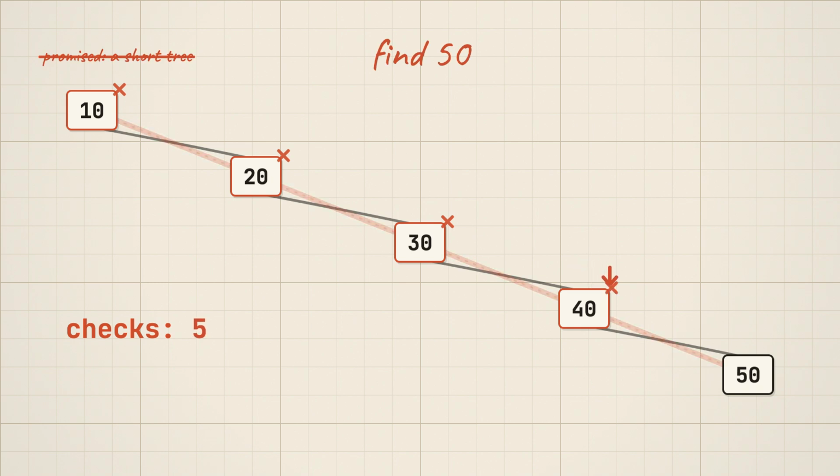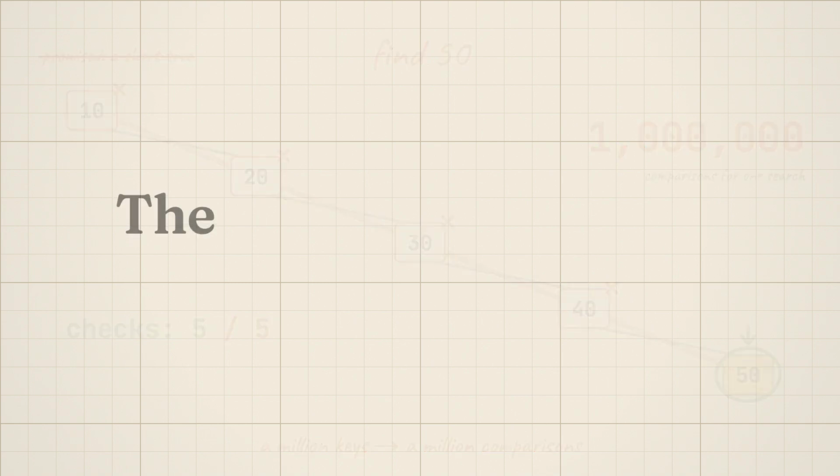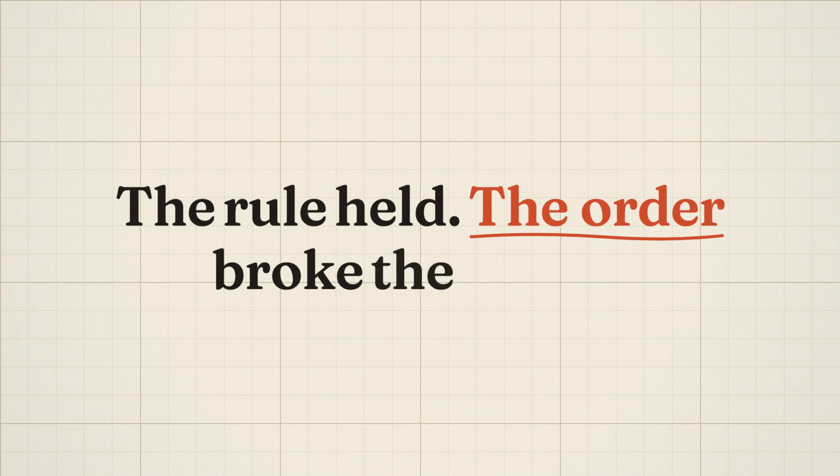What happens when we search for the final key now? There is no short route. We must inspect every key before it. With 1 million keys, that can mean 1 million comparisons. And nothing invalid happened. The binary search tree rule was followed perfectly. The shape changed only because of the order in which the keys arrived.